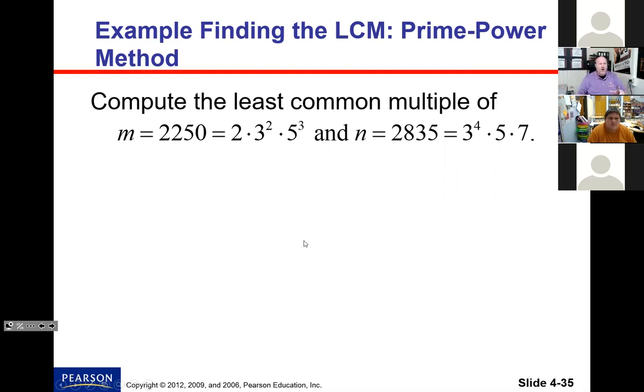Now, are we missing things from either one? Yeah, the 2250, we're missing a 7, aren't we? And the 2835, we're missing a 2, aren't we? So when we list them again, do we need to add those ones in? Yeah. So here we go.